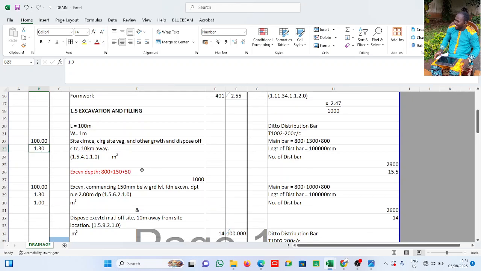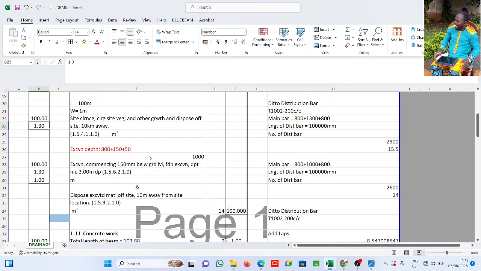Now if somebody removes topsoil, will the person be wrong? No. If another person didn't put topsoil, will the person be wrong? No.